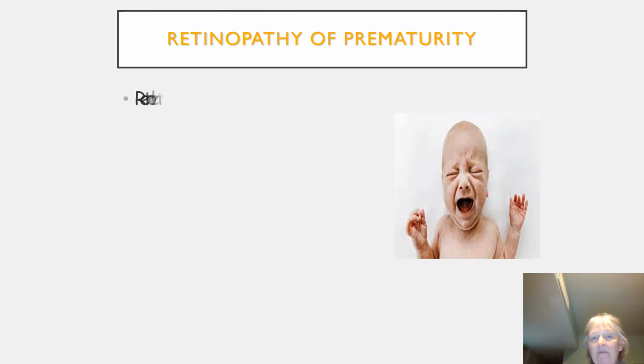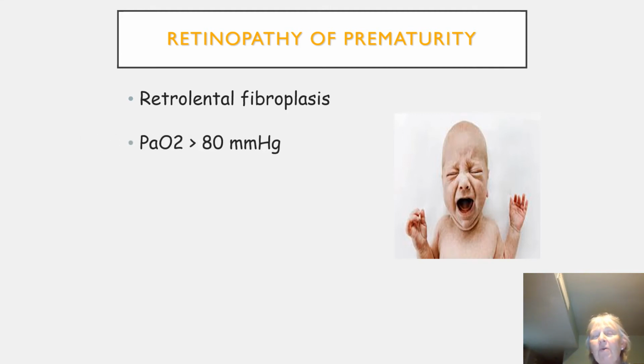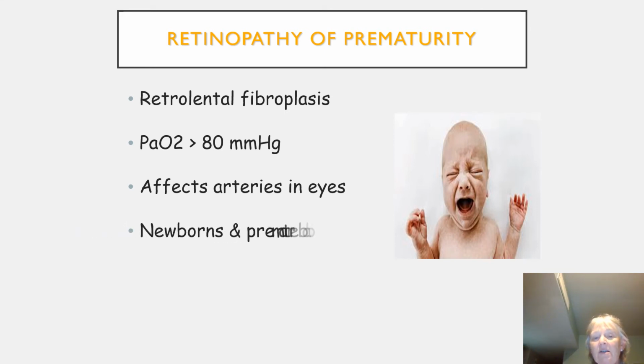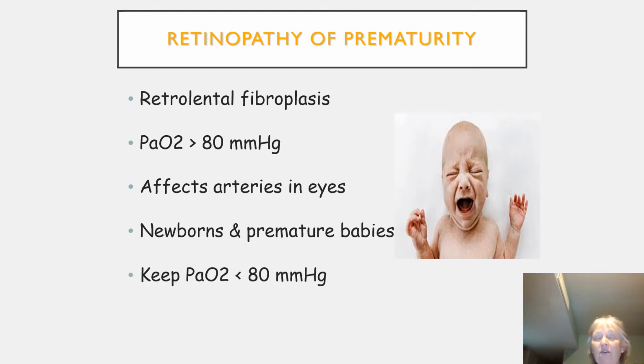There's your happy baby. ROP used to be called retrolental fibrosis, but we changed the name, thank heavens. It's much easier to say ROP. And remember, that's caused by having a PaO2 greater than 80 millimeters of mercury. You have to keep it less than that to prevent it. And it does affect the arteries in the eyes. These are the newborns, the premature babies, the low birth weight babies. After 30 days, these babies are okay. They're out of the woods, and we don't have the problems with them then.